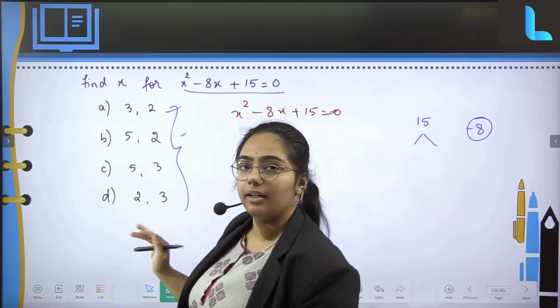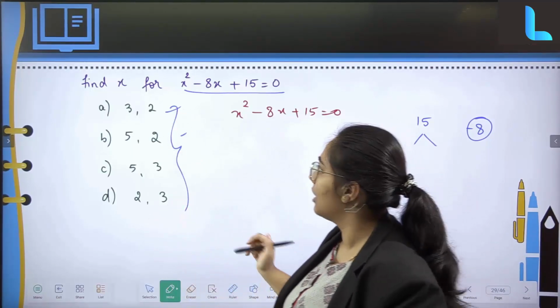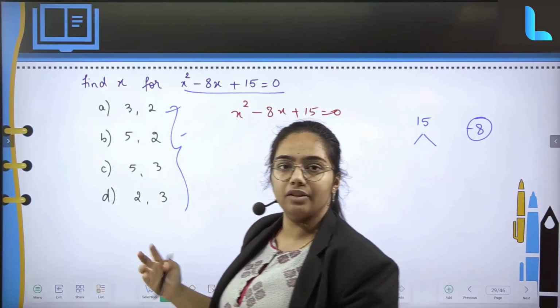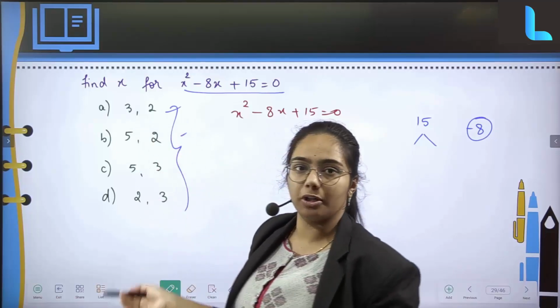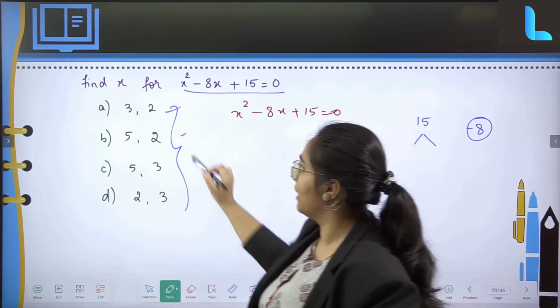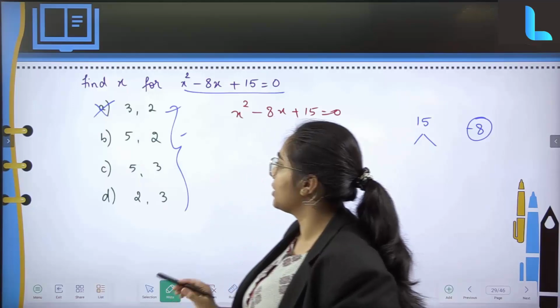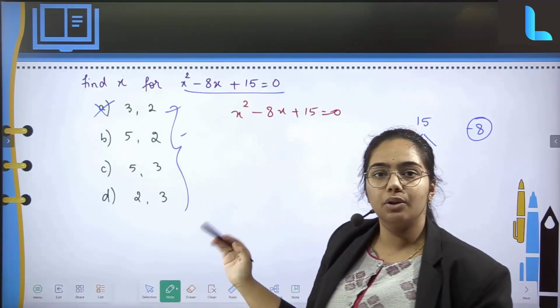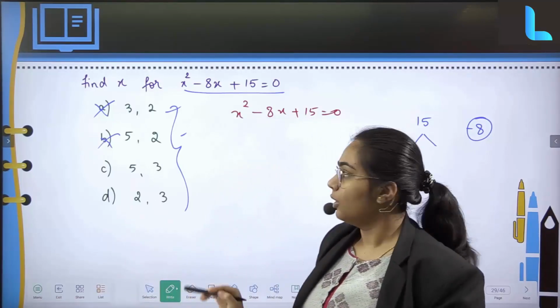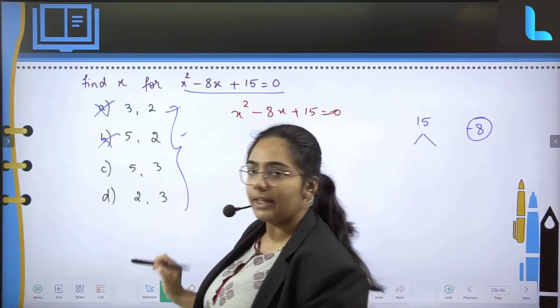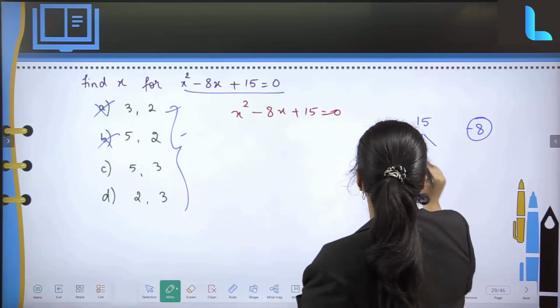So now I'll see the options whatever is being given. So 3 plus 2 or 3 minus 2, even if you do that, it is not at all near to 8. 3 plus 2 is going to be 5. If you deduct, you'll get 1. So this cannot be my option. So 5 plus 2 is going to be 7. So again, it is not an option at all. So 5 plus 3 is going to be 8. So first let's check this.